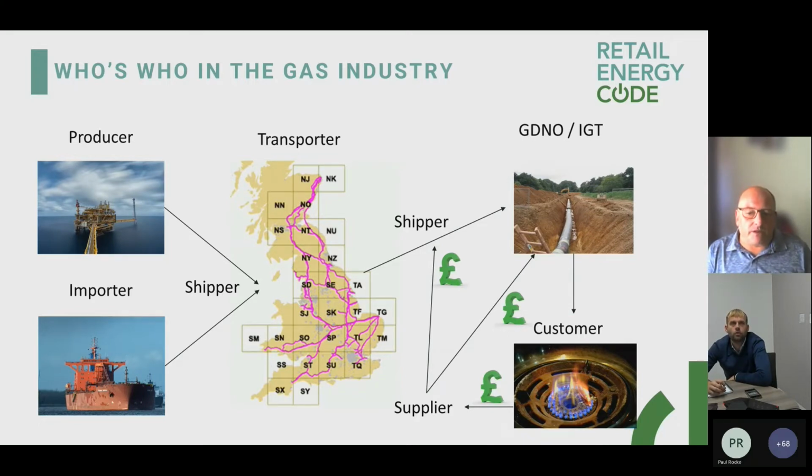Now, the interesting thing with this is there's only one organisation that actually collects the money from the customer, and that's the supplier. The supplier is then responsible for paying the local distribution network operator for passing through the pipelines, and their part of the standing charge covers that, and the maintenance of the pipes and everything else. They're also responsible for buying the gas from the shipper. So you can see all the monies work through the supplier.